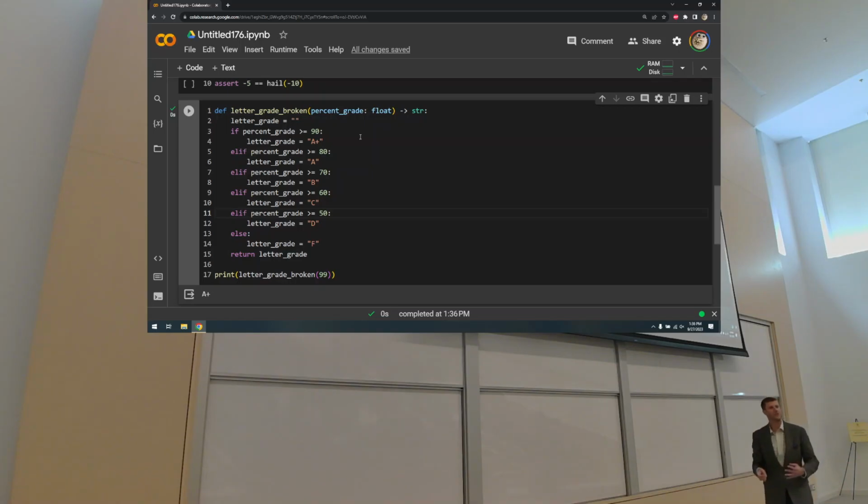So the elif is how we make the code do one thing, or the other thing, or the other thing, but never all of them, only one.